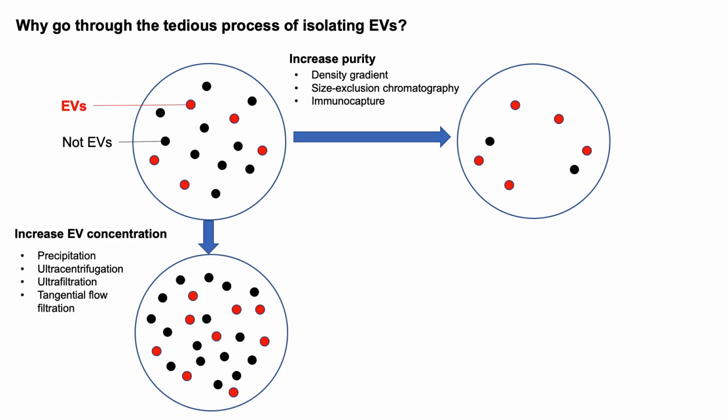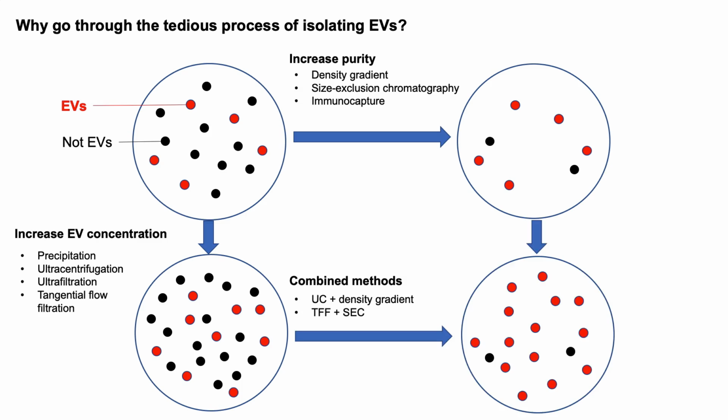For example, a density gradient and size exclusion were already introduced, as well as immunocapture. So here you increase the amount of EVs over non-EV particles, and in an ideal situation you would combine the two methods. For example, combining UC with a density gradient and combining TFF and SEC, and this will give you the best of both worlds.